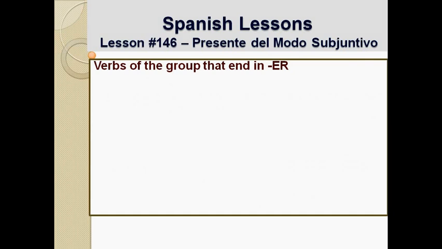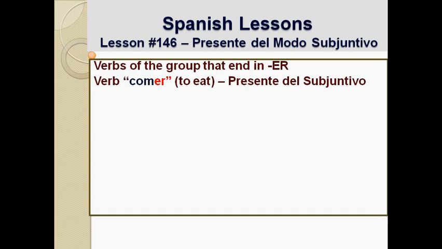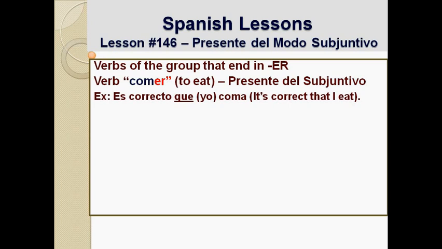So now let's jump into the second group of verbs, right? The second category. Those are the verbs that end with the letters ER. Our example is the verb comer, or to eat. Here's a sentence we can see as an example. Es correcto que yo coma. It's correct that I eat. Okay? Or another example, quiero que comas más. I want you to eat more. Or I want that you eat more.